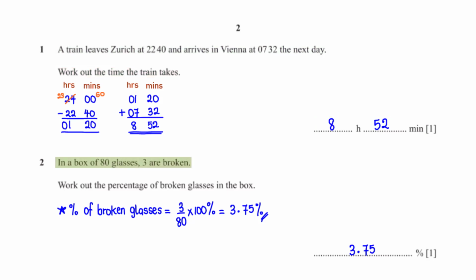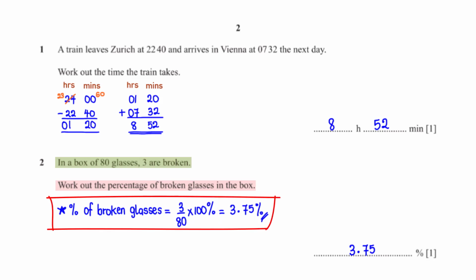In a box of 80 glasses, 3 are broken. Work out the percentage of broken glasses in the box. The percentage of broken glasses is equal to the number of broken glasses, which is 3, divided by the total number of glasses, which is 80, times 100%. When we type this into the calculator, we get 3.75%.